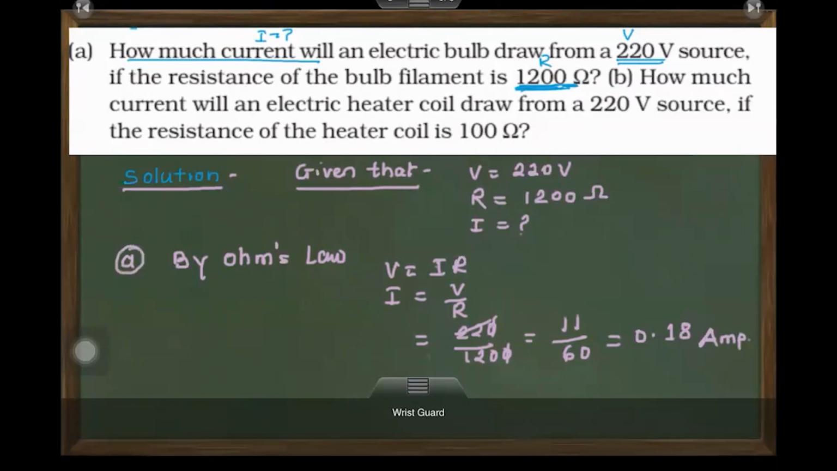Now, what about the second part? How much current will an electric heater coil draw from the 220 volt if the resistance of the heater coil is 100 ohm? So it is very simple. Same way you can write I is equal to V upon R, and for this problem it will be 220 divided by 100, it will be 2.2 ampere. So this will be part B.